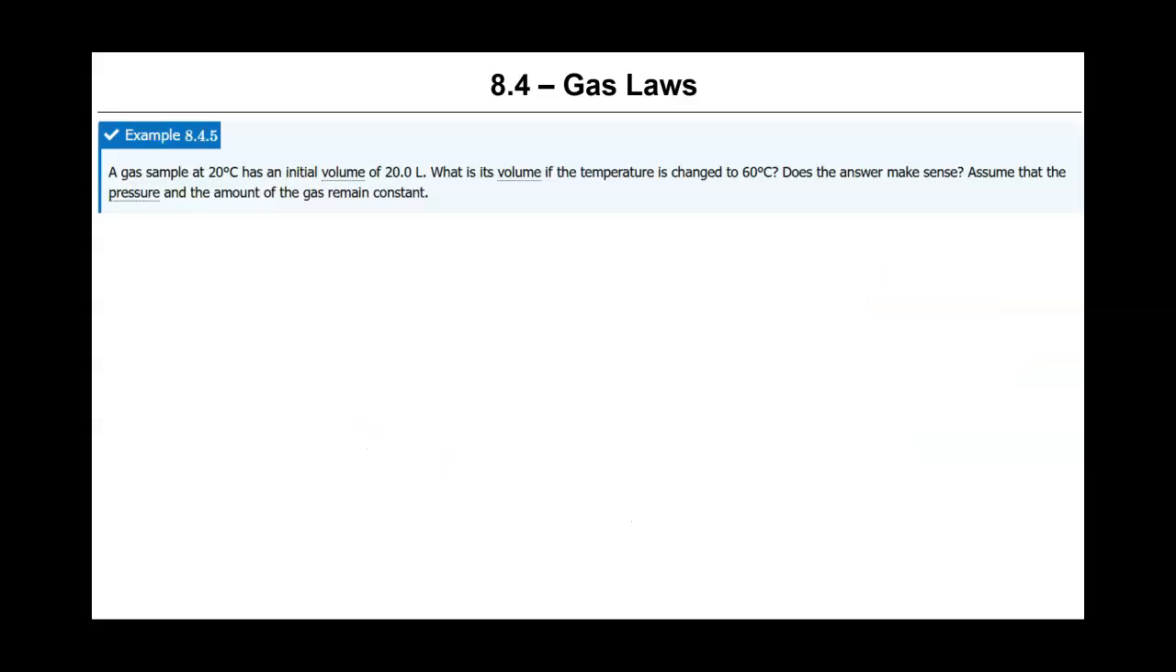So here's an example Charles' law problem from the book, and the important thing to remember is that your temperatures must be expressed in Kelvin. So it says a gas sample at 20 degrees Celsius, so I'm going to let that be T1, and I'm going to immediately turn it into Kelvin by adding 273.15.